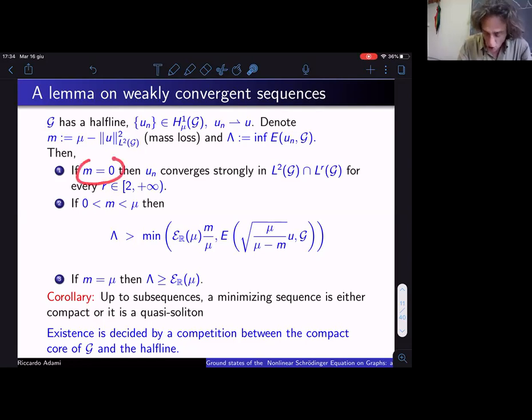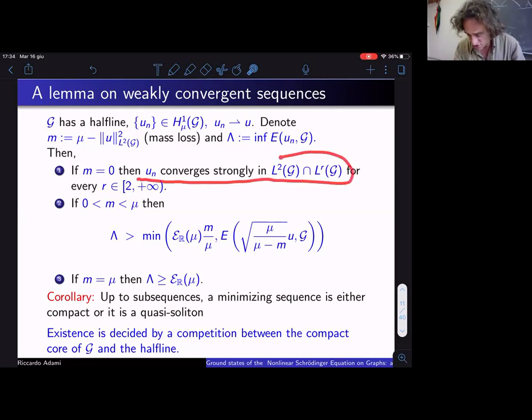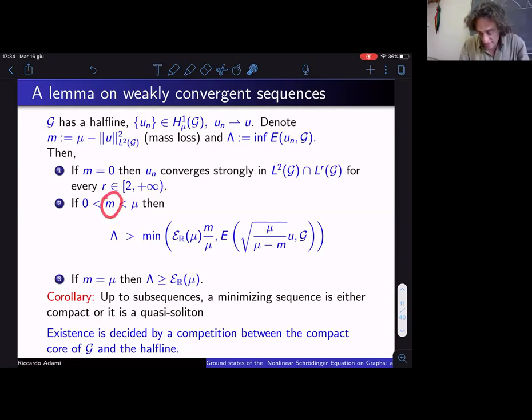Then, if you have no loss of mass, then the sequence converges strongly in L2 and in Lr for every r up to infinity, excluded. If you have a partial loss of mass, then lambda, this infimum of the energy of the sequence, must be strictly larger than the minimum of the energy of the soliton times this ratio, which is always less than one. So you are losing with respect to the soliton because it is negative and this is less than one. And this is also larger than the energy of a function which is the weak limit normalized to the mass mu. And third, if you lose all of the mass, so your weak limit is zero, then the infimum must be larger or equal to the energy of the soliton.